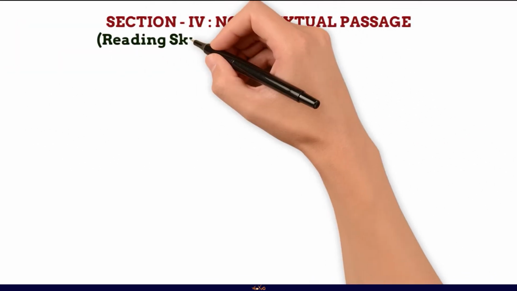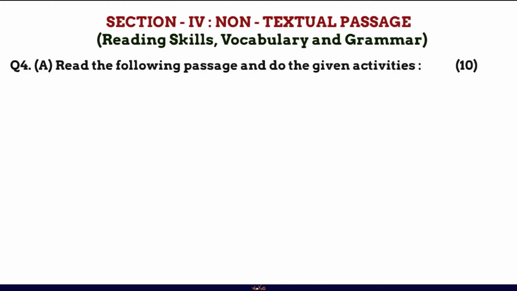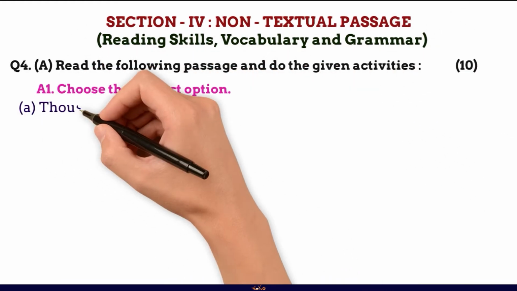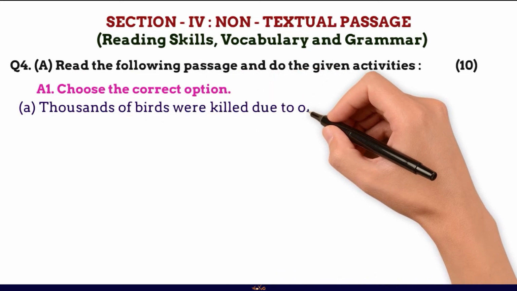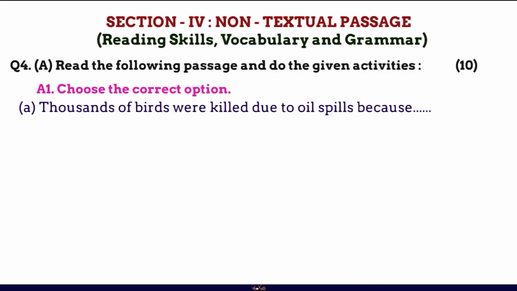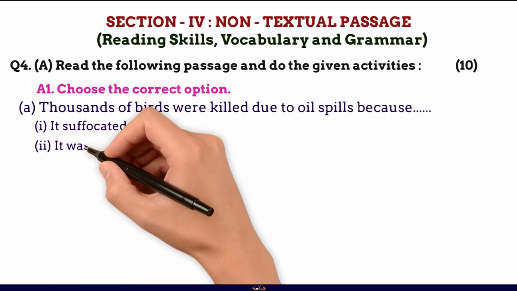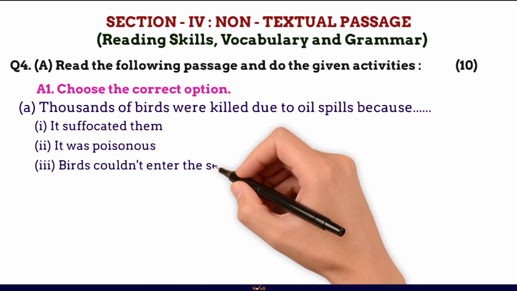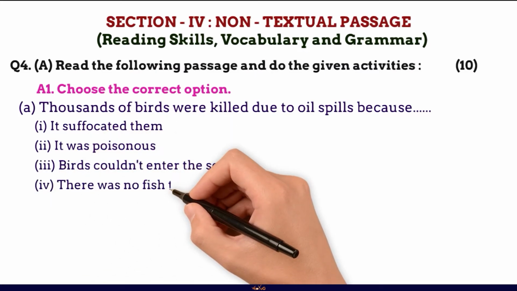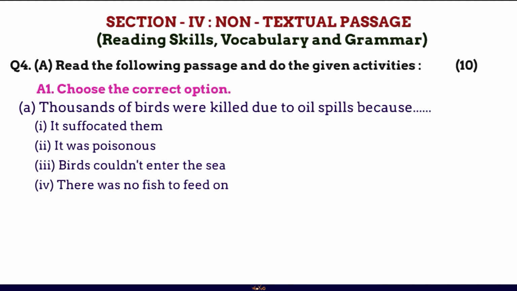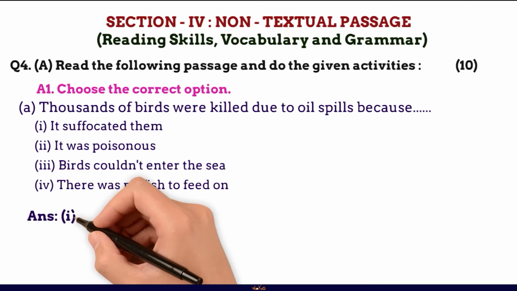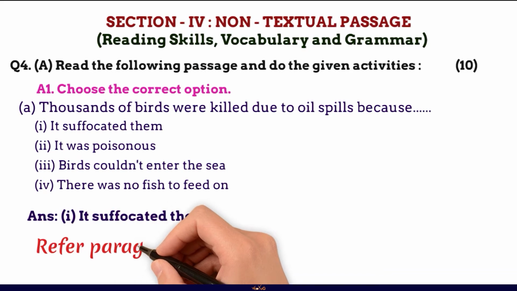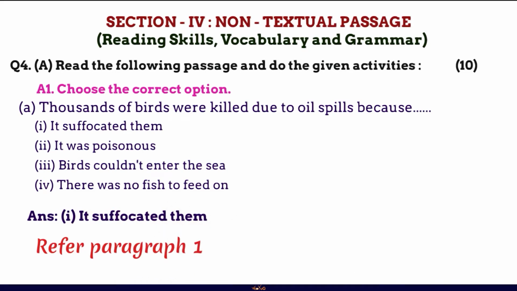Now we will go to the questions. Question number A1 is, choose the correct option. Question A, thousands of birds were killed due to oil spill because option 1, it suffocated them. Option 2, it was poisonous. Option 3, birds couldn't enter the sea. Option 4, there were no fishes to feed on. Option 1 is right, it suffocated them. If you have any doubt regarding the answer, please refer to paragraph number 1.